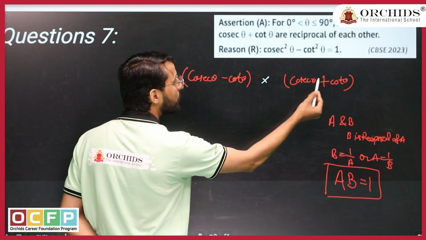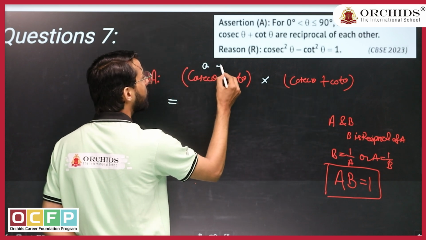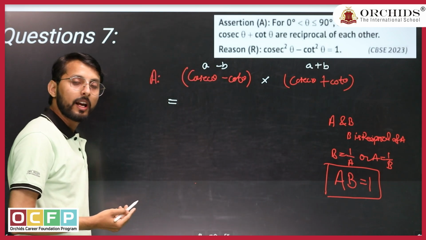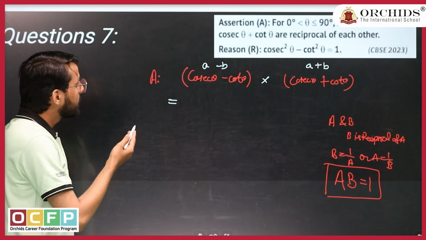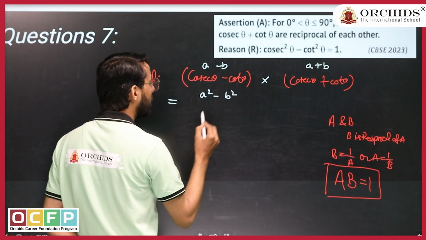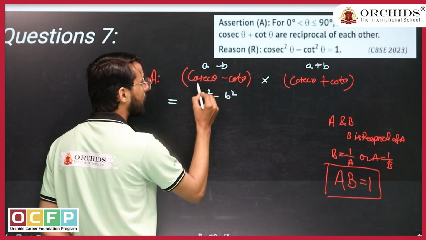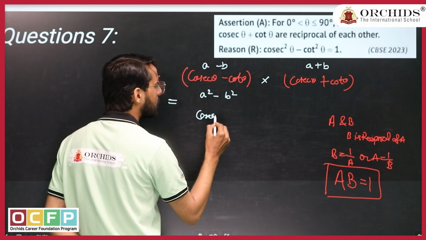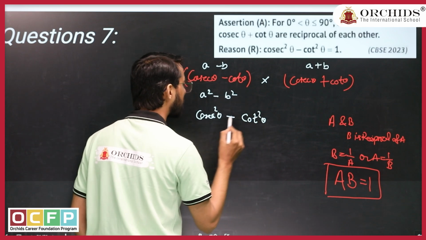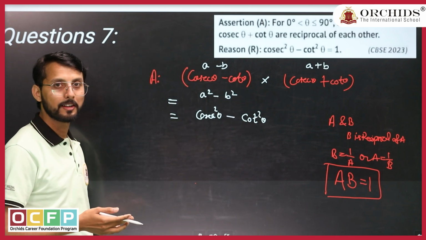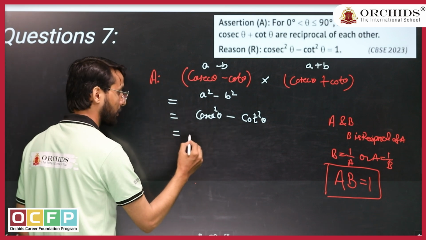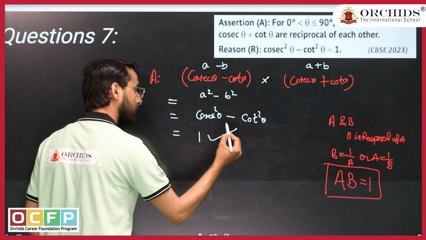Cosecant minus cot, cosecant plus cot looks like A minus B and A plus B. Common logic. And this algebraic identity A minus B times A plus B results in A square minus B square, where the A value here is cosec theta. So cosec square theta minus cot square theta. Again, this is the third identity. Similar types of questions they are asking again and again. Cosecant square theta minus cot square theta is nothing but 1.